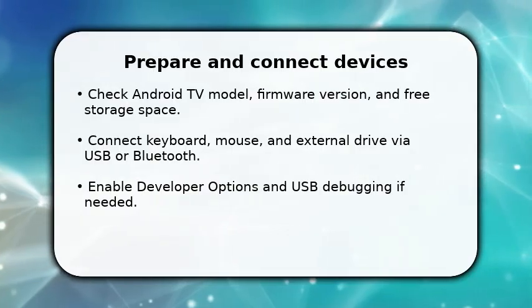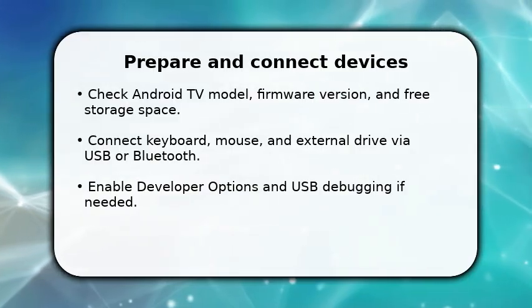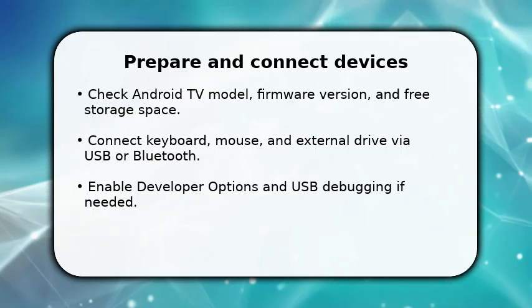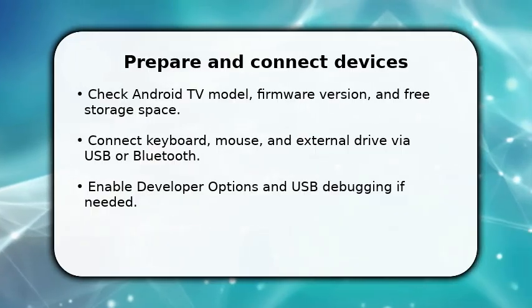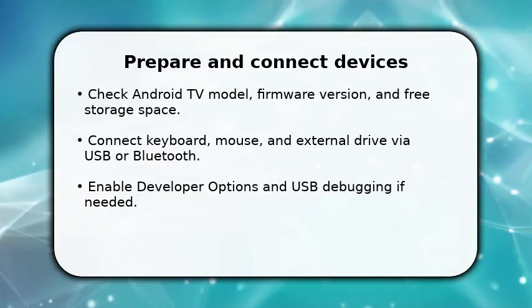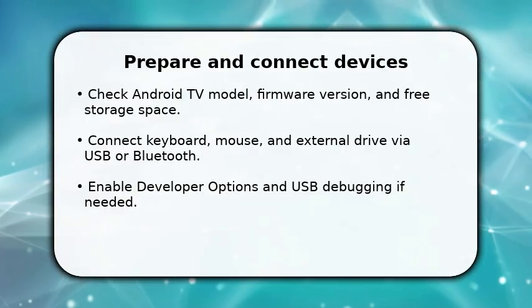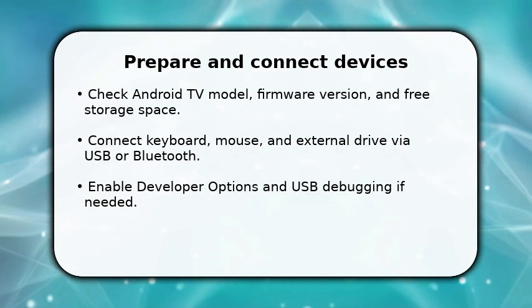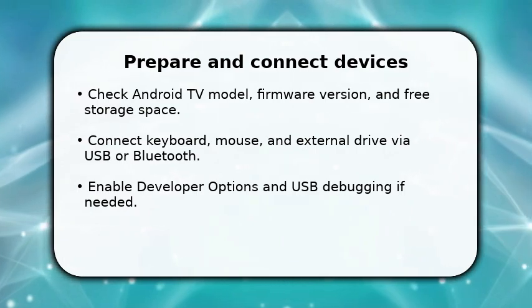Once connected, make sure your Android TV firmware is current and you have free storage for apps and files. Enable developer options and USB debugging so you can sideload apps and use ADB when necessary. These steps unlock the permissions and input methods you need to turn the TV into a PC-like workstation.